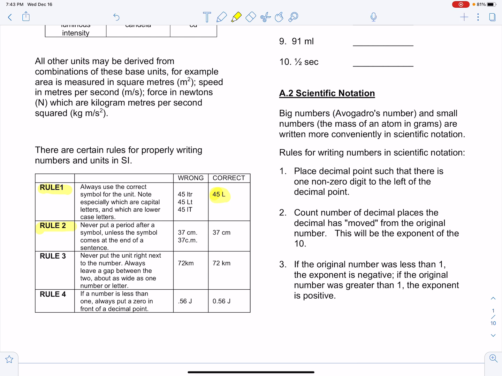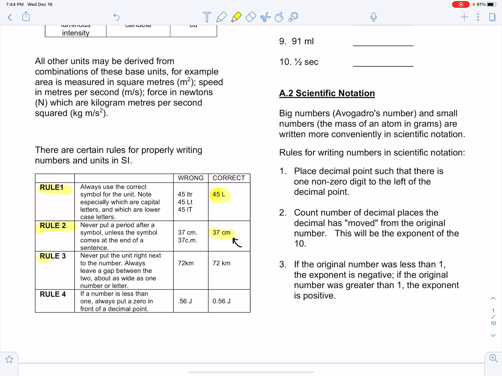Rule number 2. Never put a period after a symbol unless the symbol comes at the end of a sentence. For example, 35 cm is written with no period at the end. Only include a period if it's at the end of a sentence. Note that centimeters is not an acronym that is separated by periods. It is a symbol, and the correct symbol is cm, both lowercase.